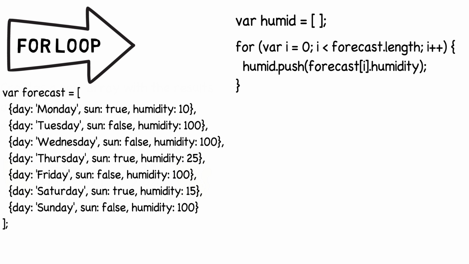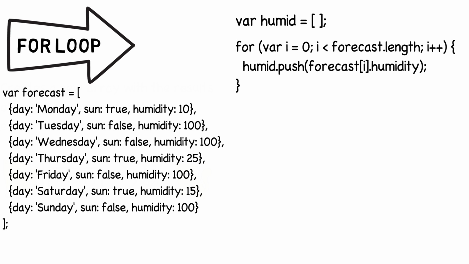Within the push parentheses, we'll place our argument. It is the forecast array at the current counter index. In this case, it is the object with the key value pairs of day Monday, sun true, and humidity 10. Within that object, we put .humidity, which means that we are trying to access the value of the property humidity. And that is what we are pushing into our new array.